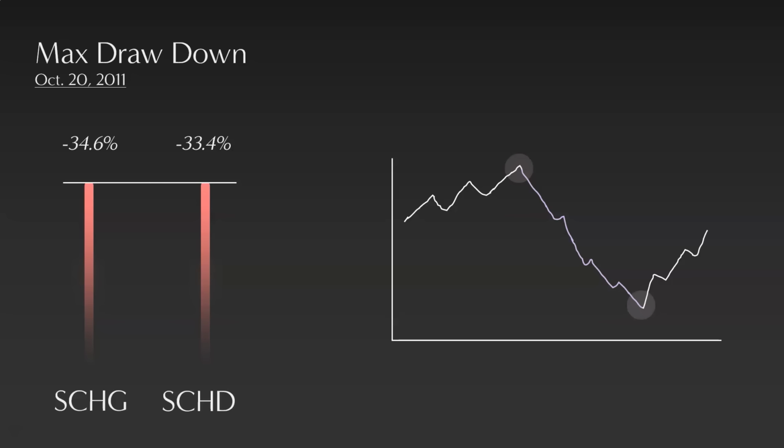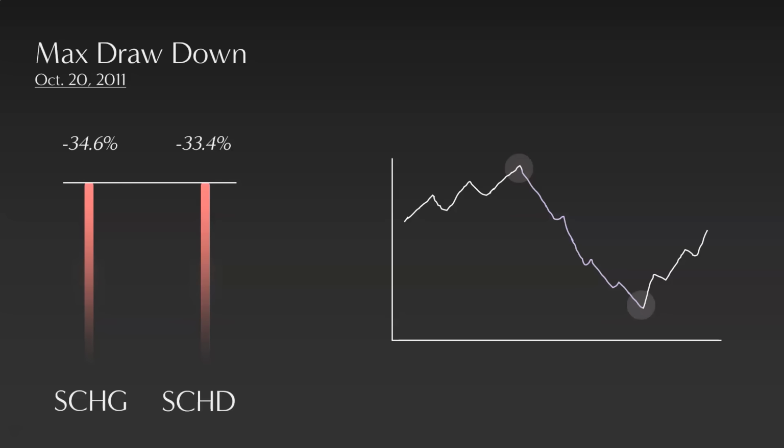So we can measure this from October 20th of 2011. And very interestingly, they have similar max drawdowns. So if you had held these ETFs around this time period, you would have also had a similar drawdown with both of these. Now, many of you probably would think that SCHD would have a much smaller max drawdown, but it doesn't, or it didn't back in the time period that it's looking at. They're within about 1% of each other.